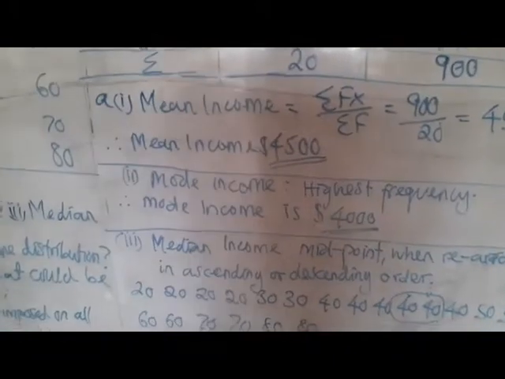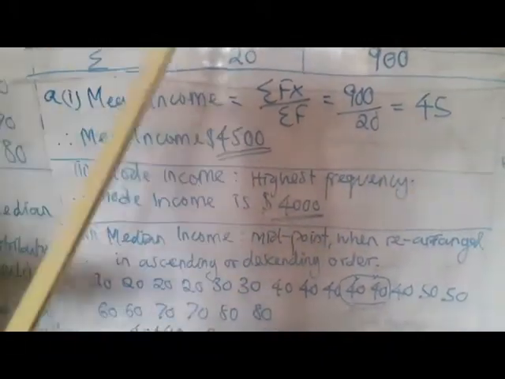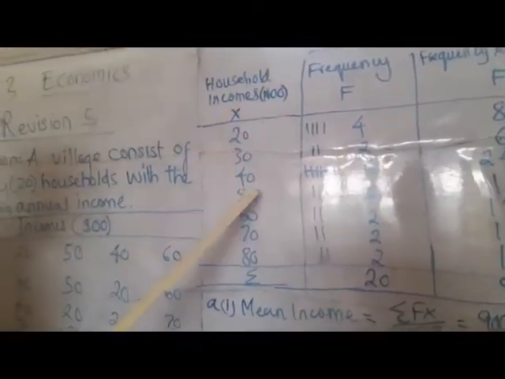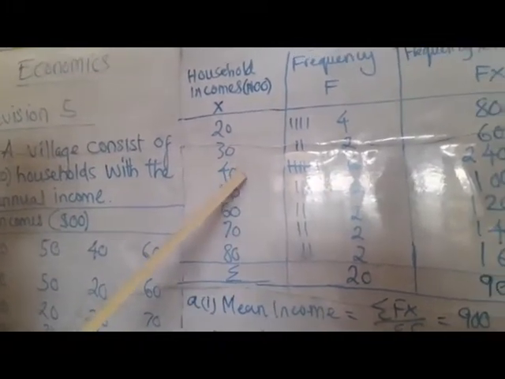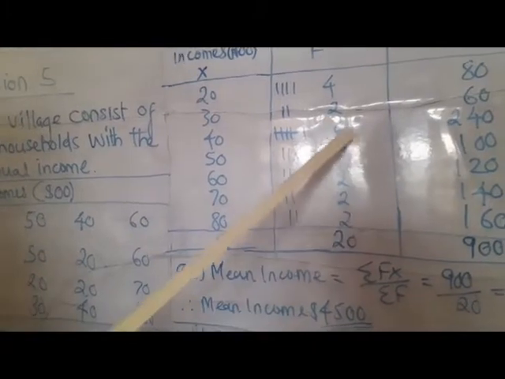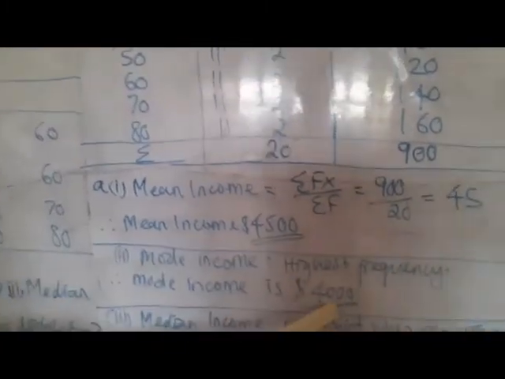Now, 2, mode income. What is mode income? It's always the highest frequency from your frequency table. From our frequency table here, the highest frequency is 6, which is the household of what? 4,000. So 6 is the highest frequency, and you can see it's 40. You add the 2 zeros, which is 4,000.